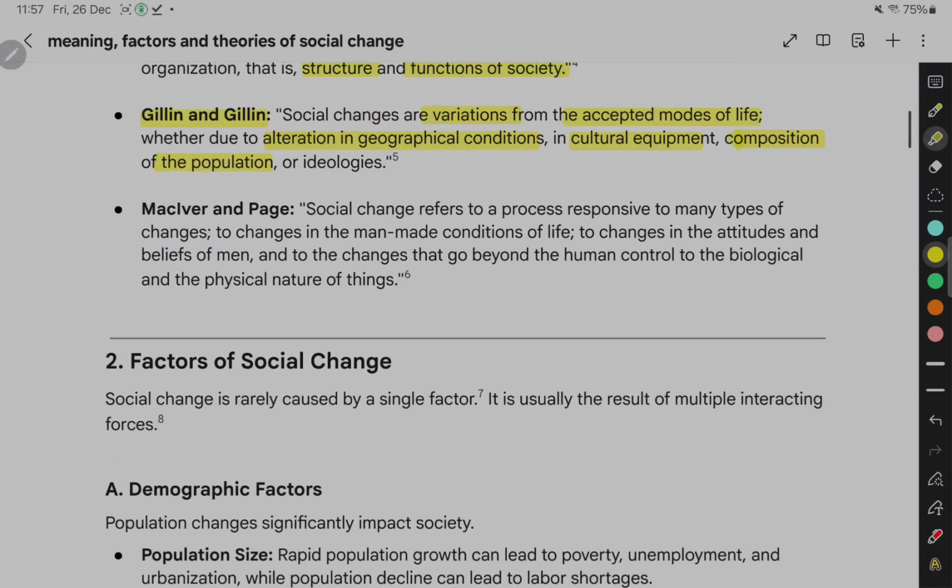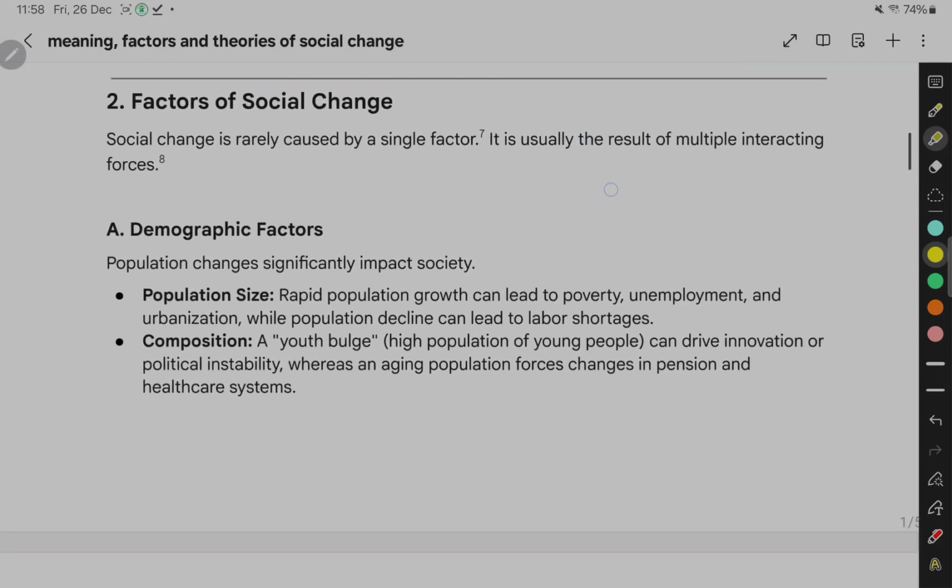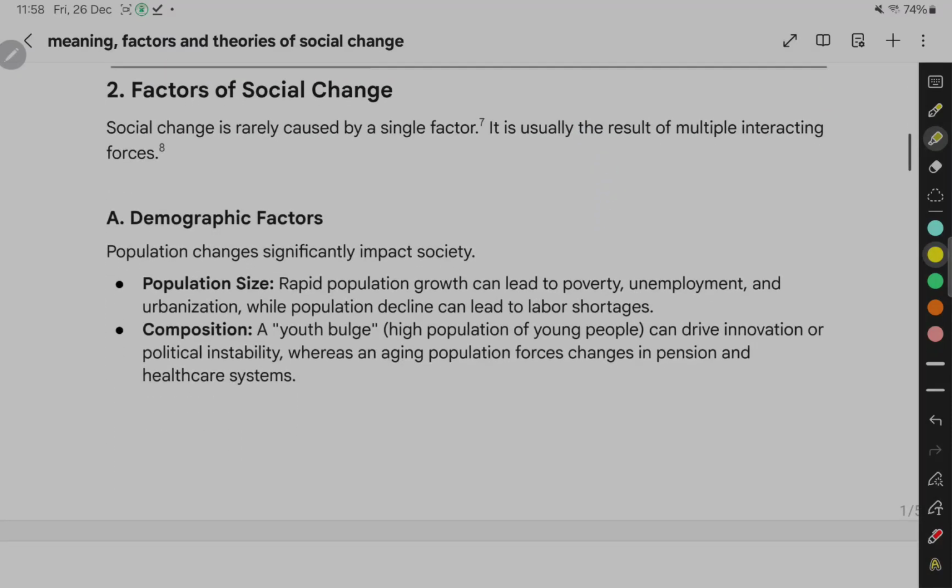McKeever and Page: Social change refers to a process responsive to many types of changes, to changes in the man-made conditions of life, to changes in the attitudes and beliefs of men, and to the changes that go beyond human control, to the biological and the physical nature of things. 2. Factors of social change. Social change is rarely caused by a single factor. It is usually the result of multiple interacting forces.